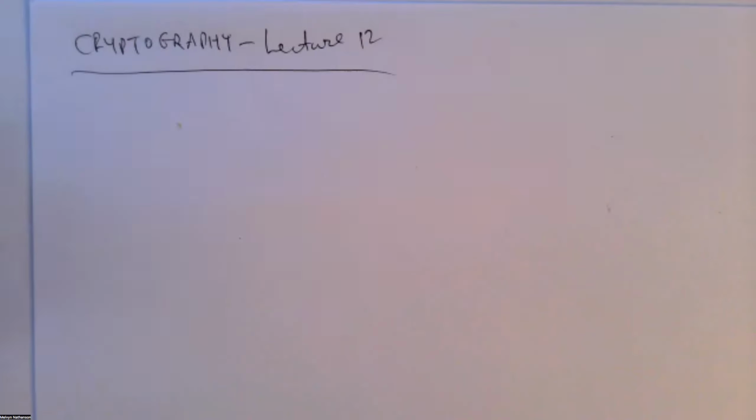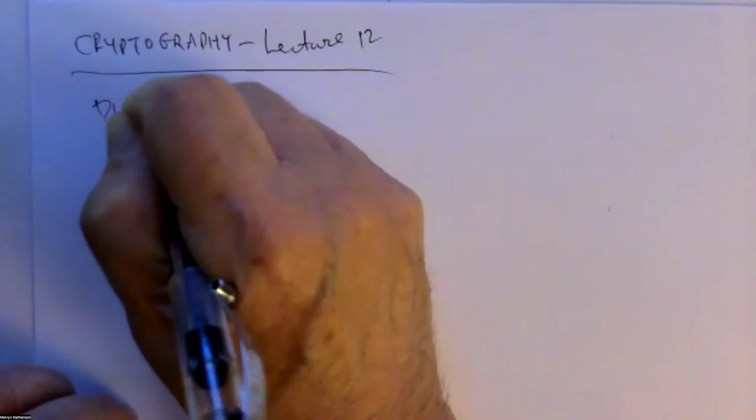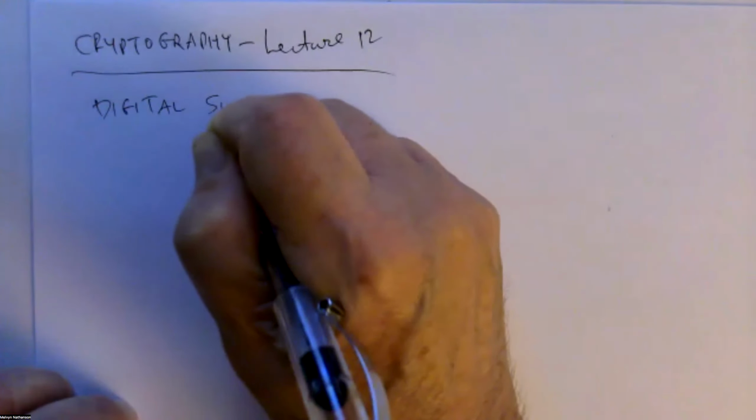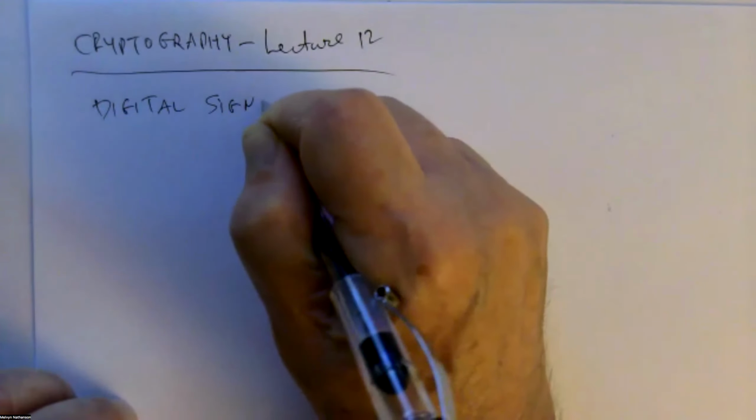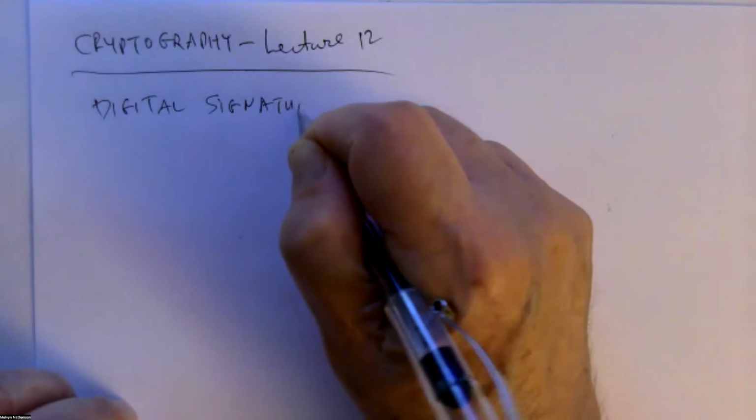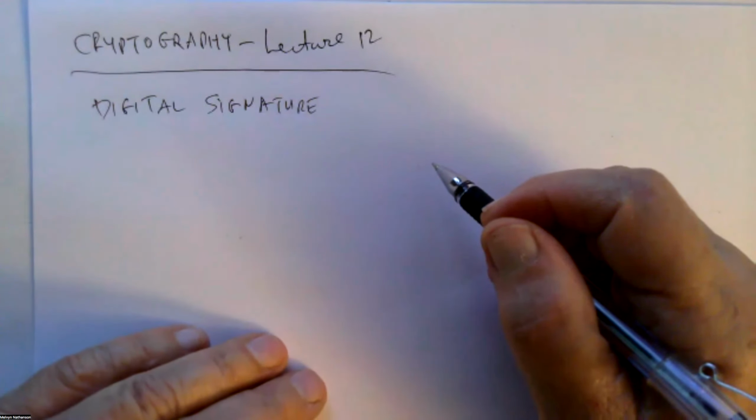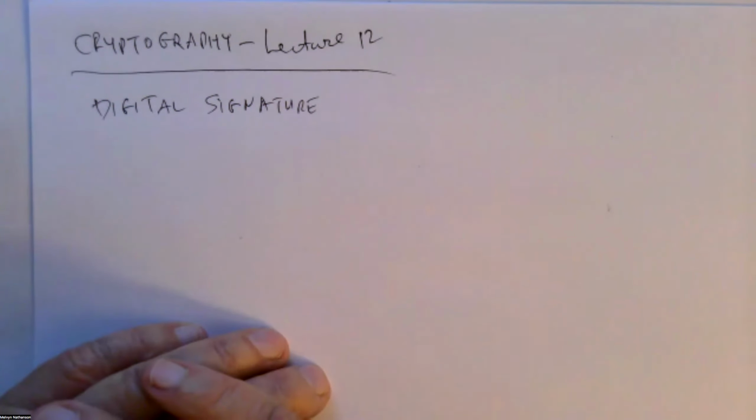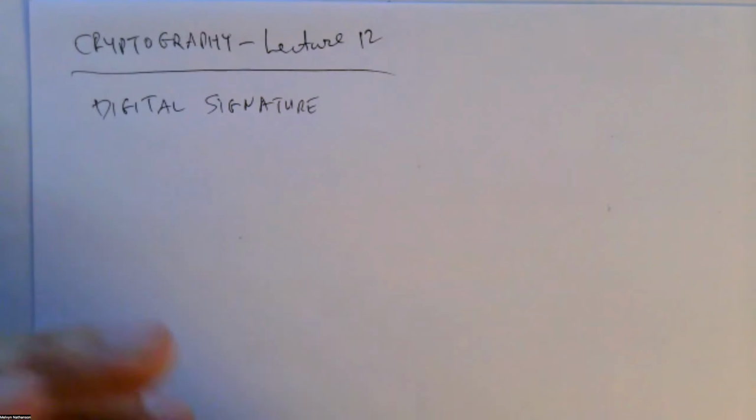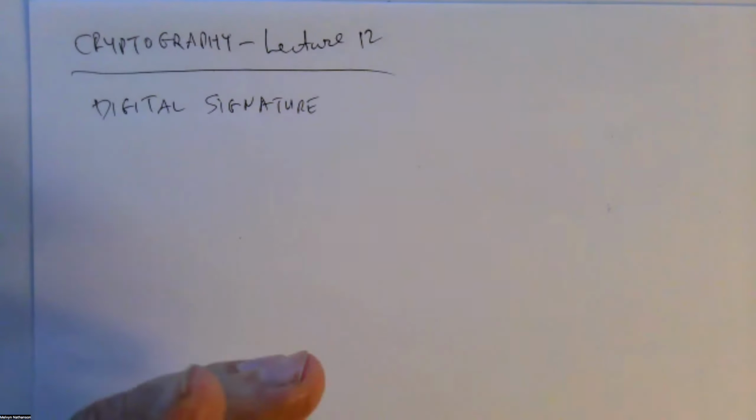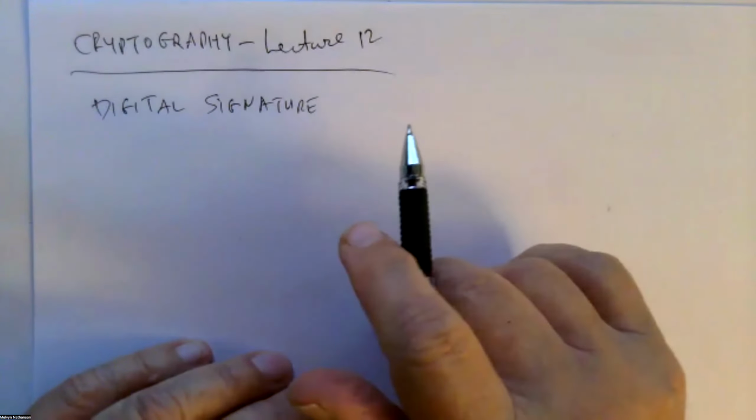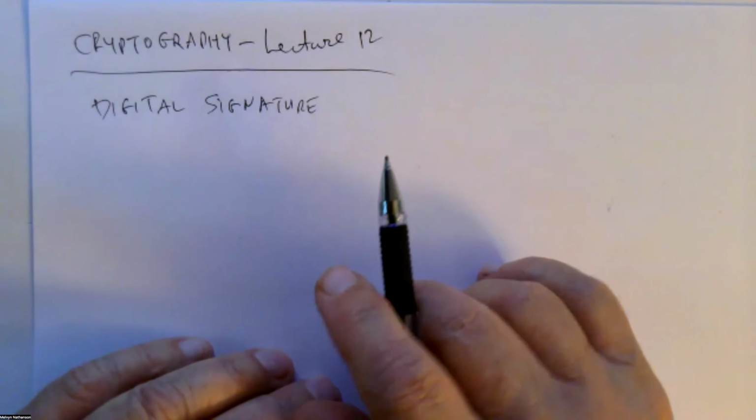So let me just start by reviewing digital signatures, which is a method to verify a document is authentic. What is not encrypted is the document, but what needs to be verified is that the individual or organization that sent the document or claims to have sent the document really did so.